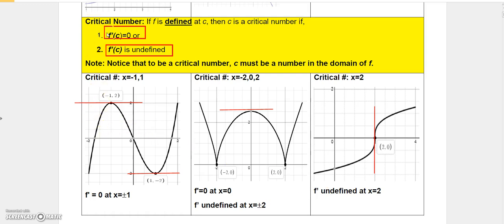Okay, so how do we find these critical numbers? Basically, you take the derivative of the function and set it equal to 0, and that will show you where the derivative equals 0. Then you also have to determine where the derivative is undefined. And that's usually only true when you have a denominator.